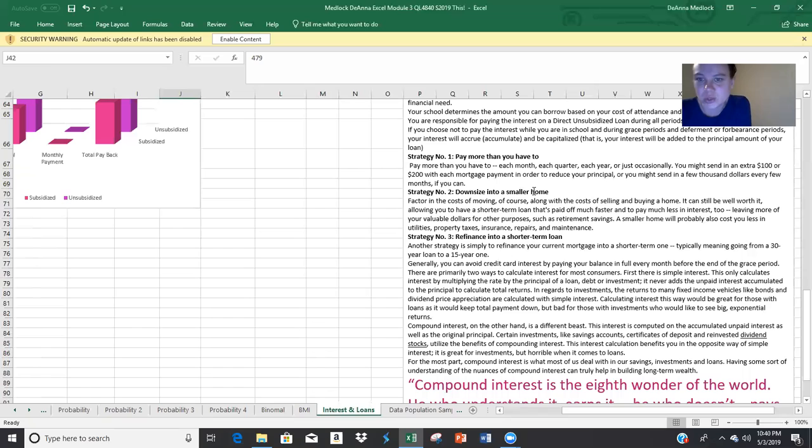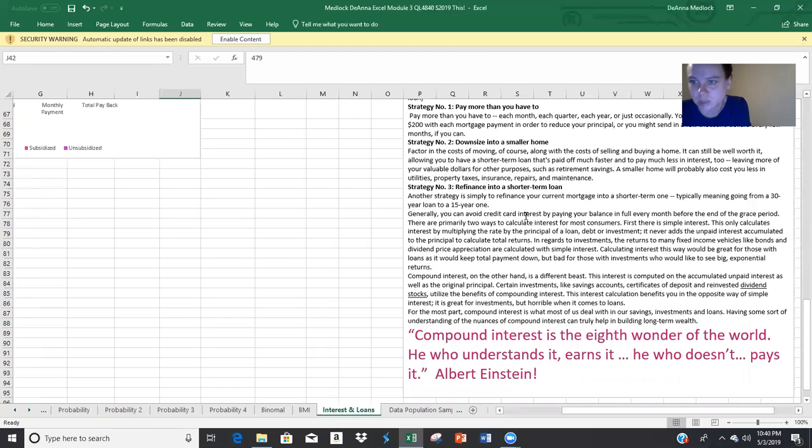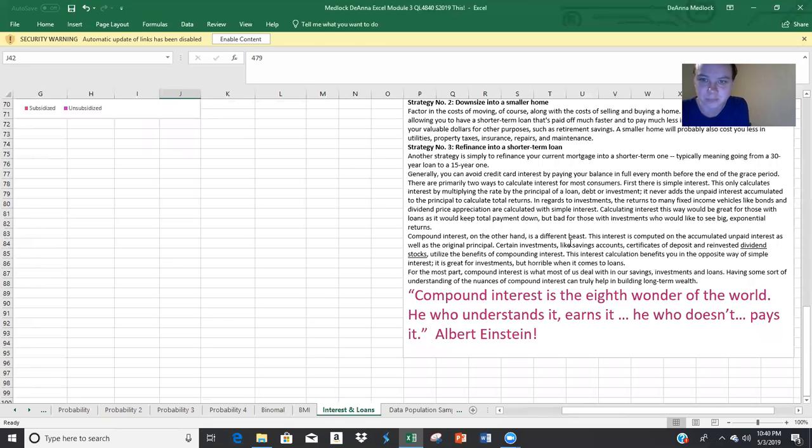Strategy number two could be moving into a smaller house. Just make sure you factor in the cost of moving along with the cost of selling and buying a new home. It can still be well worth it, allowing you to have a shorter term loan that's paid off much faster and to pay much less interest, leaving more of your valuable dollars for other purposes such as retirement savings. And a smaller home will probably cost you less in utilities, taxes, insurance, repairs, and maintenance.